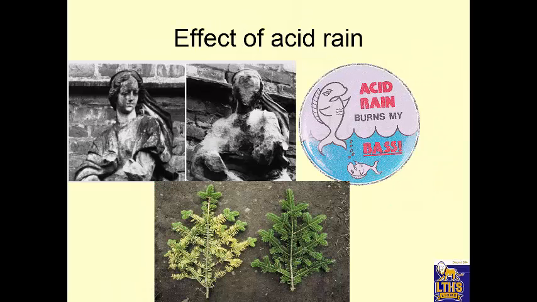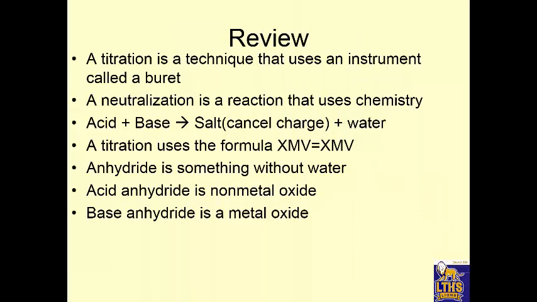Well, here you see some results. So let's review. A titration, we learned about titration. It's a technique that uses an instrument called a buret, and it's usually to find an unknown concentration. A neutralization reaction is when you take an acid plus a base, you neutralize it, and you make salt and water. Titration uses the mathematical formula, and we put our A's and our B's in there, and these are our H pluses, and these are our OH minuses. An anhydride is something without water. An acid anhydride comes from a non-metal oxide, and a base anhydride comes from a metal oxide.